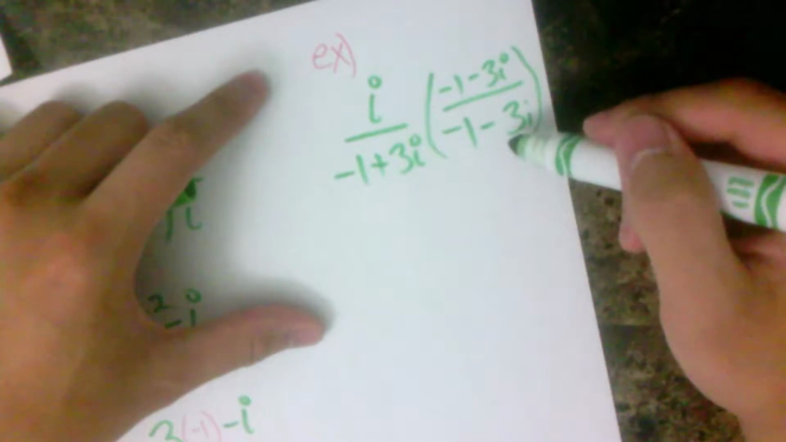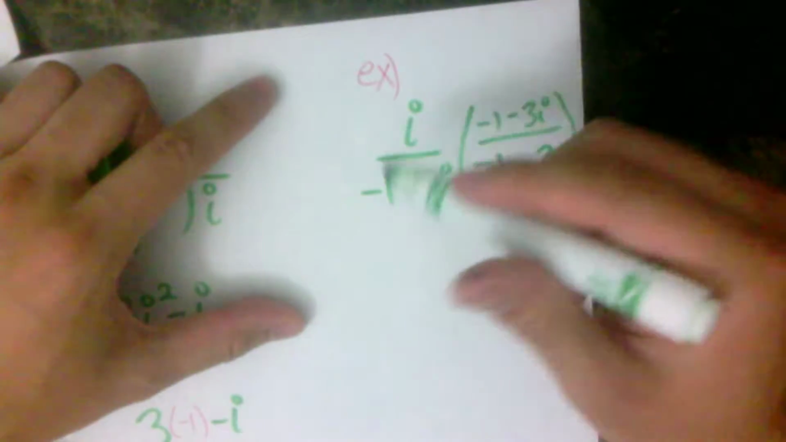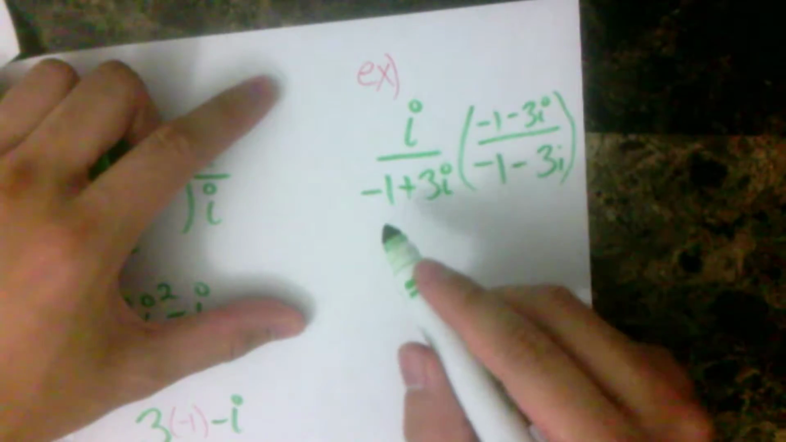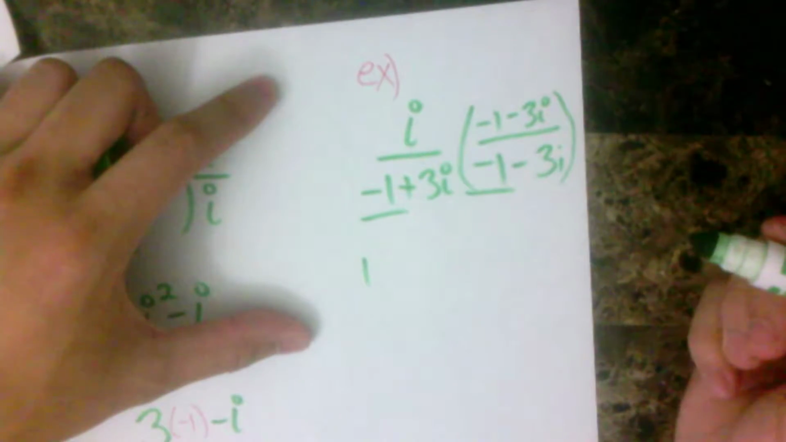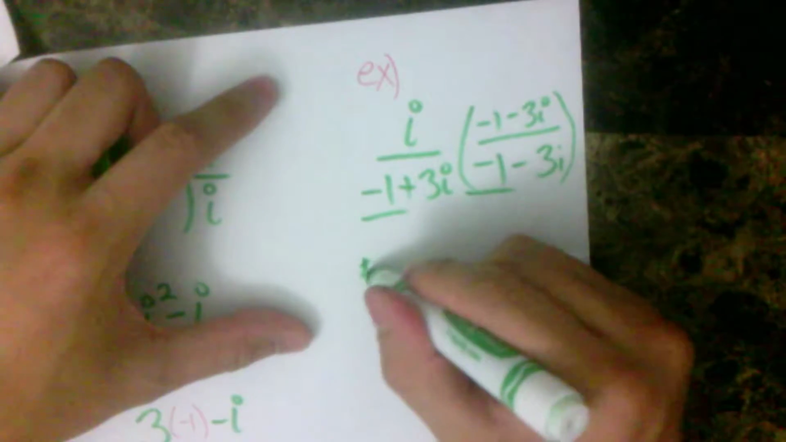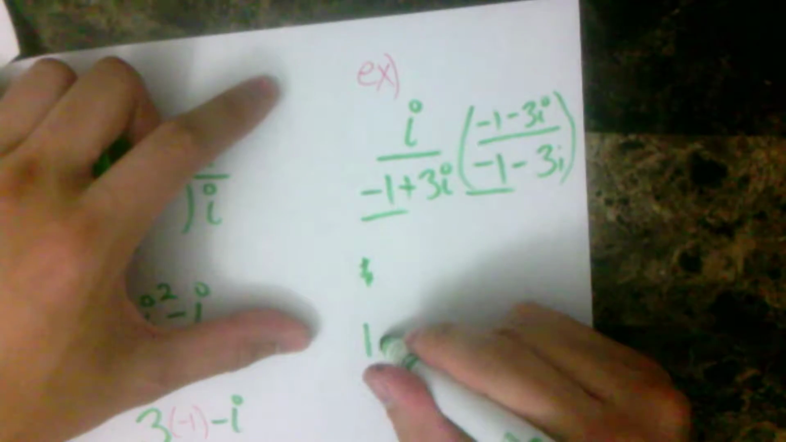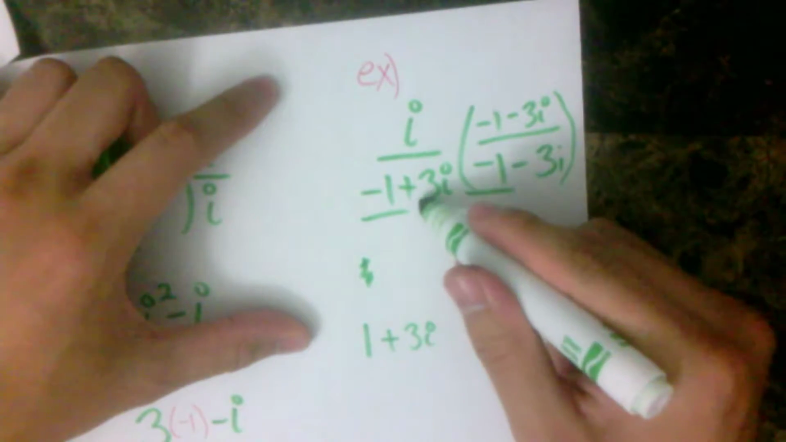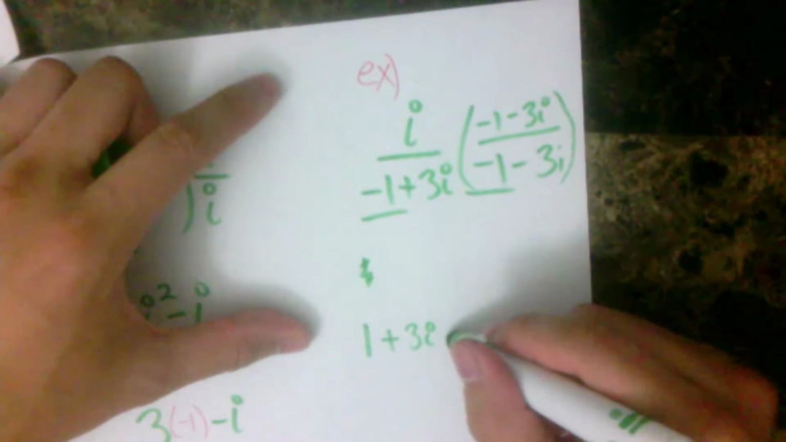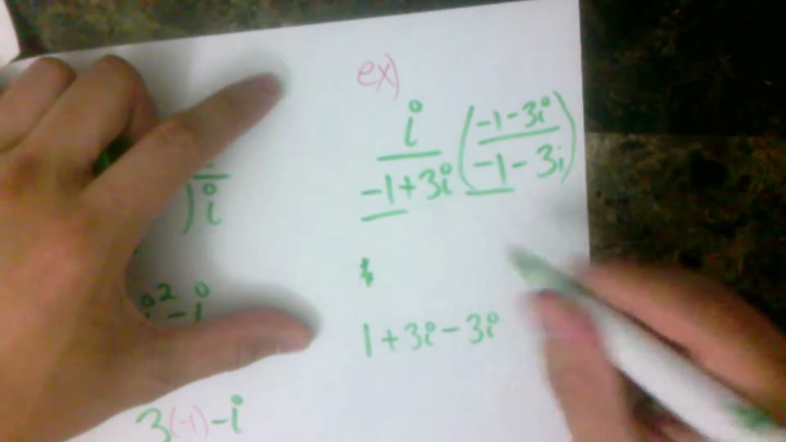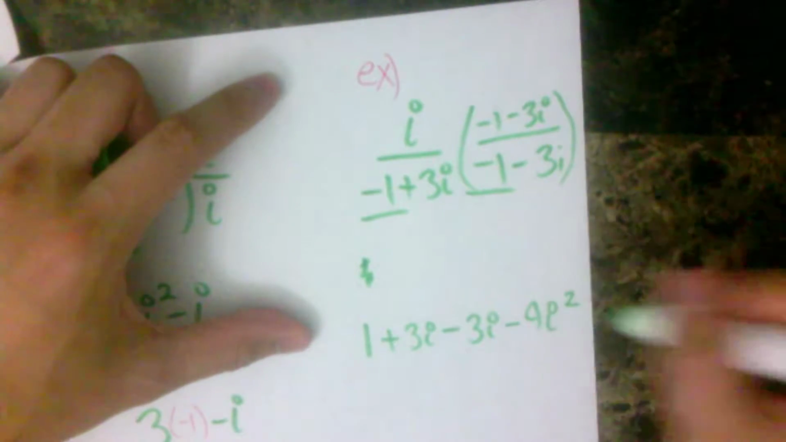From here, you just have to apply the laws of FOIL that you just did on that other sheet. So let's go ahead and FOIL out the bottom part first. FOIL, first times first: -1 times -1 is 1. Okay. I should have written this a little lower here. And then outer, so -1 times -3i is a positive 3i. Inner, positive 3i times -1 is going to be a negative 3i. And last, 3i times -3i is a negative 9i squared.